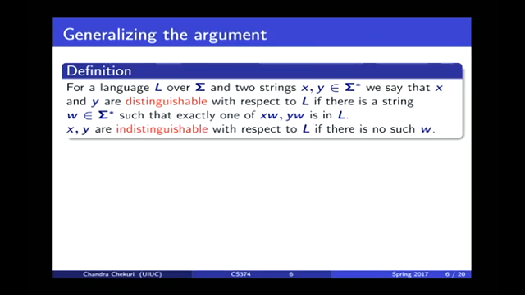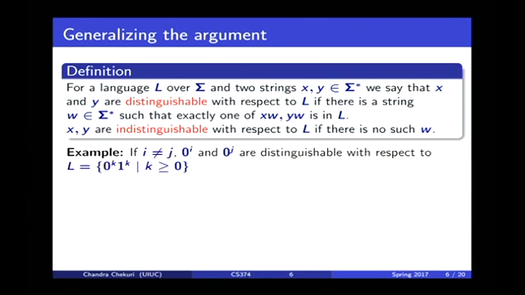Okay, let's see some examples. Let's look at this language. Remember, this is with respect to a language. Look at the same language we saw earlier. I claim that 0 to the i and 0 to the j are distinguishable for any i not equal to j. So if I have 3 zeros and if I have 5 zeros, then those two strings are distinguishable, right?